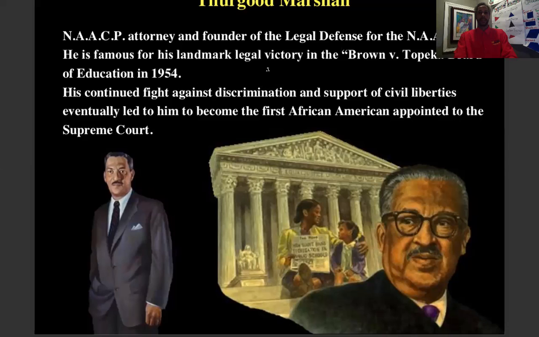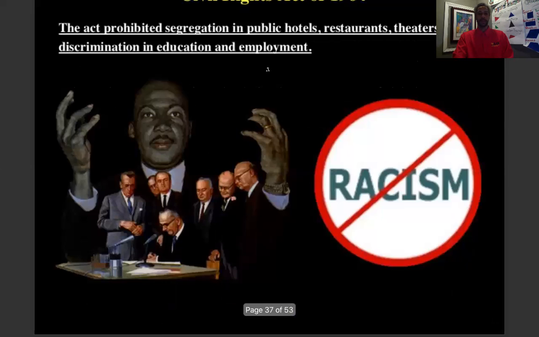NAACP attorney and founder of the Legal Defense Fund for the NAACP is Thurgood Marshall. He's famous for his landmark legal victory in Brown versus Board of Education, Topeka, Kansas. He eventually became the first African American appointed to the Supreme Court. The Civil Rights Act of 1964 prohibited segregation in public hotels, restaurants, theaters, and discrimination in education and employment.